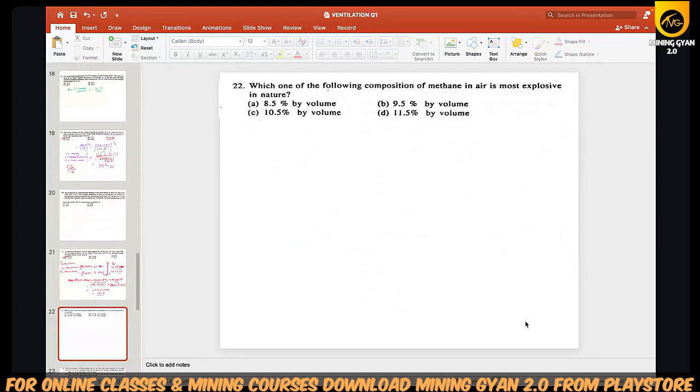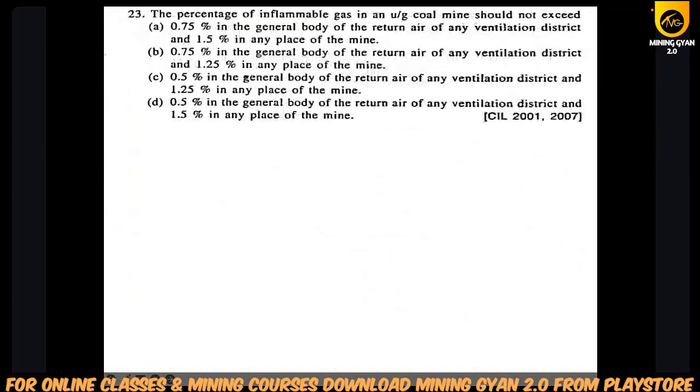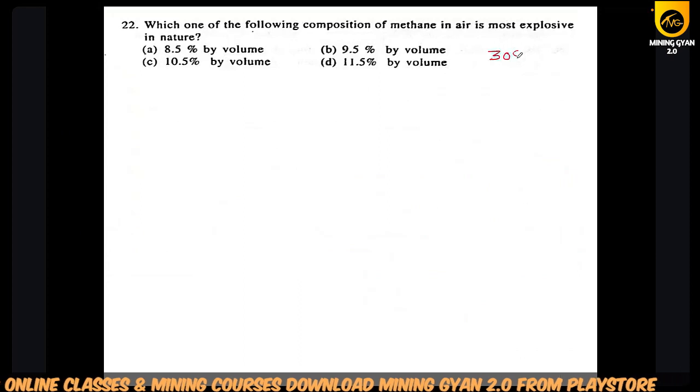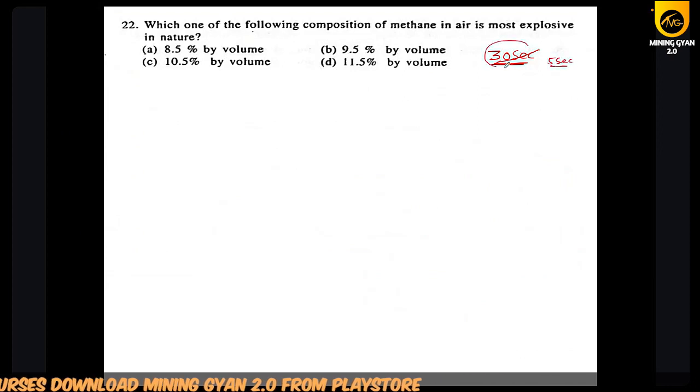21 we have seen. Okay, give your answer. This is a very simple question. If you don't give your answer or don't try this question and don't know the answer, then you need to work hard, brother. This question is only a 5-second question, but I am giving you 30 seconds. In examination, this type of question takes 5 seconds.